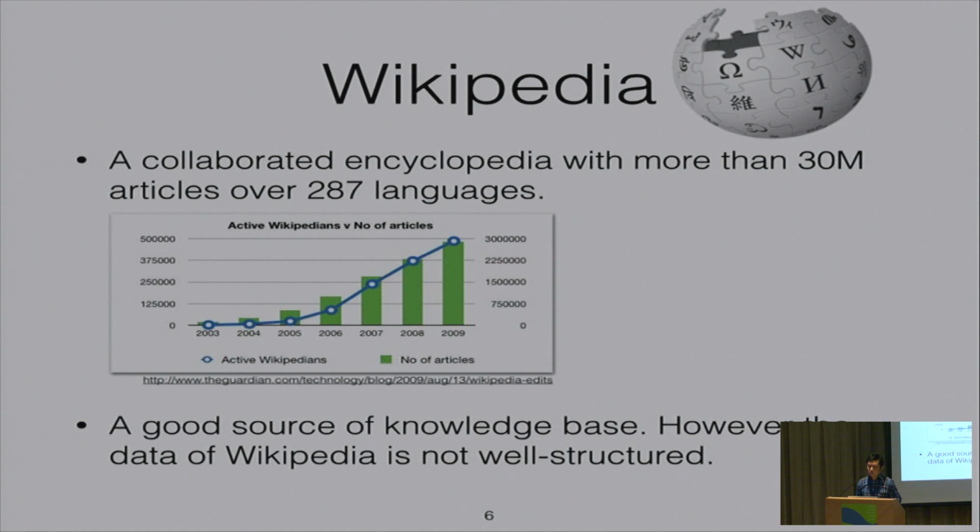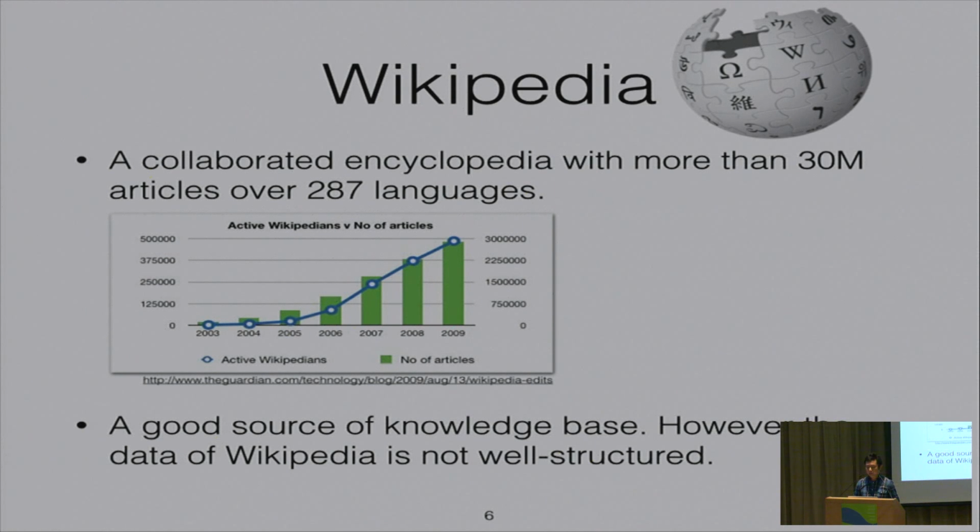So let's start from Wikipedia. Wikipedia is a collaborative encyclopedia. There are over 30 million articles in over 200 languages. So it looks like a good data source for a knowledge base. But actually, the Wikipedia data is in MediaWiki form, and the format is semi-structured. It's not well-structured, so if you process the Wikipedia data directly, you may encounter some problems.